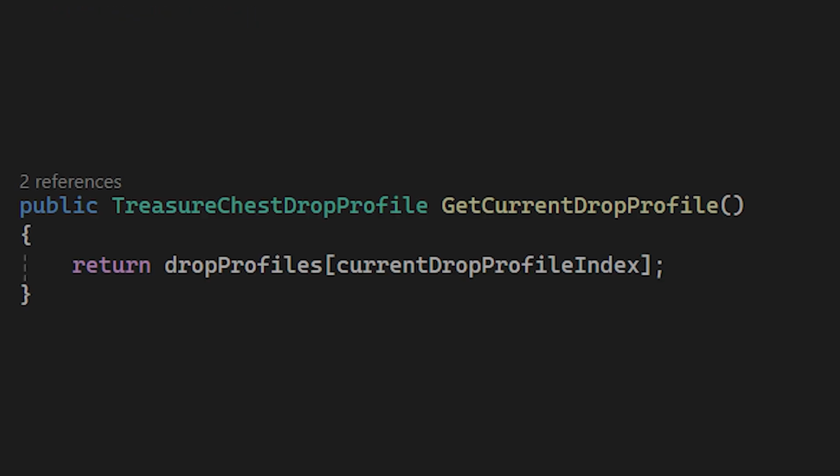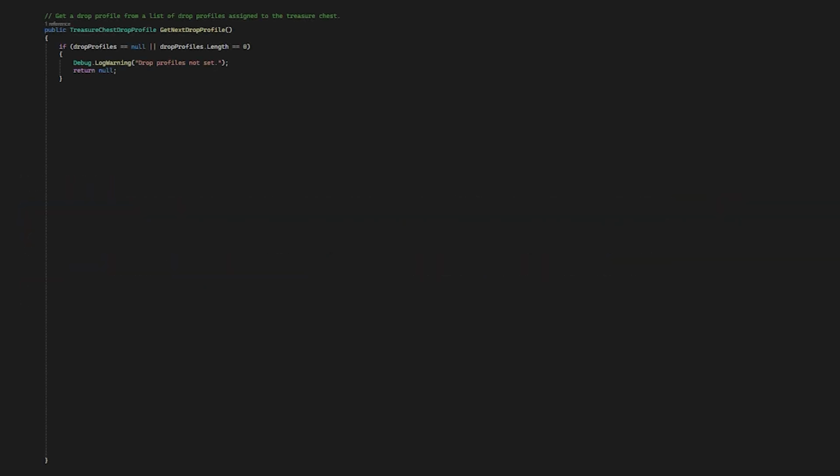Let's start with how the chest will pick out the rewards. Create a function called getCurrentDropProfile, which will simply return what the current chest pick is. Next, we'll have a function getNextDropProfile. This will be how the chest will be picked. We have two ways the chest can use to pick the rewards, which is sequential and random. Since we are using an enum class, let's use a switch statement.